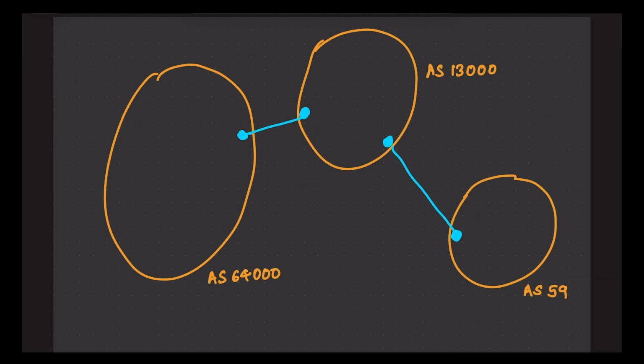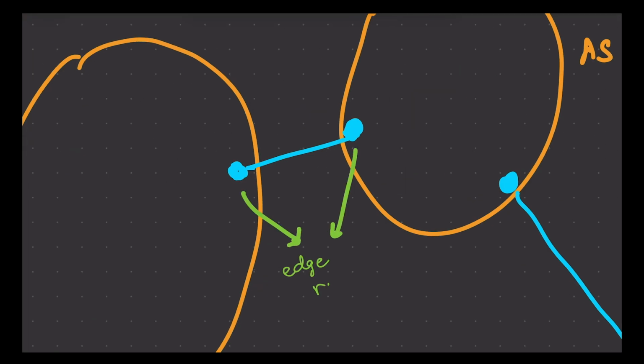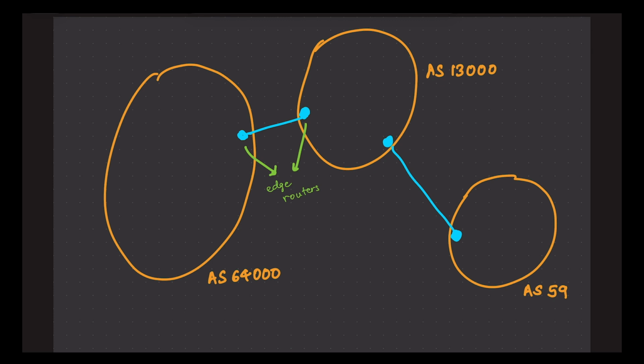Consider these three autonomous systems. At the edge of every autonomous system, there are special routers called edge routers, also known as border routers. These routers sit at the boundary of a network and connect to routers in other autonomous systems using BGP. These routers are gatekeepers and they decide which routes enter the network, which routes exit the network, and how traffic flows between organizations.